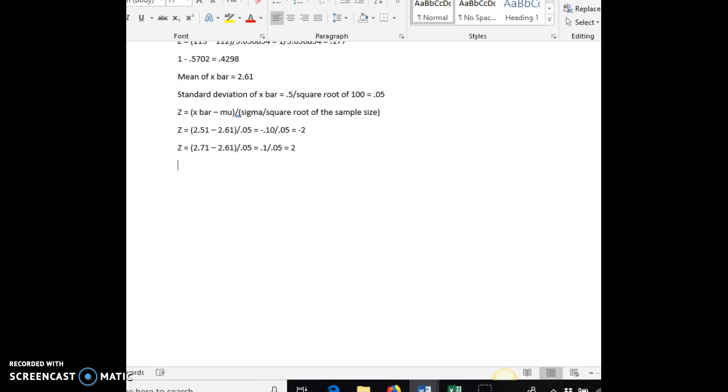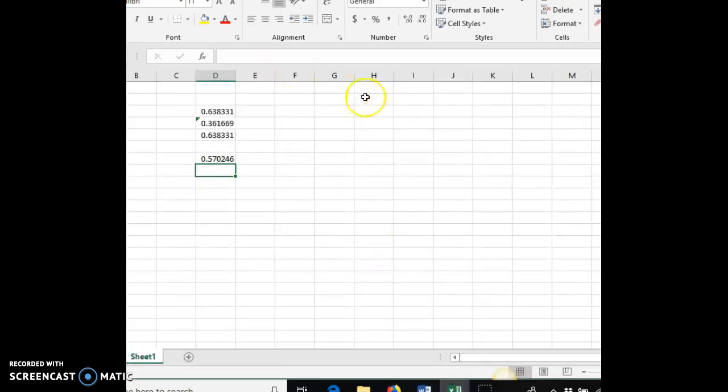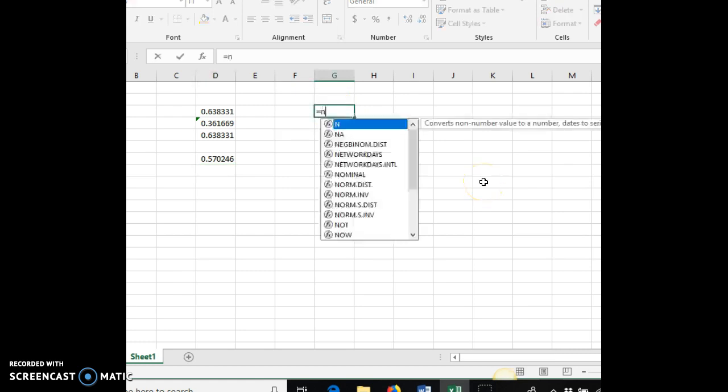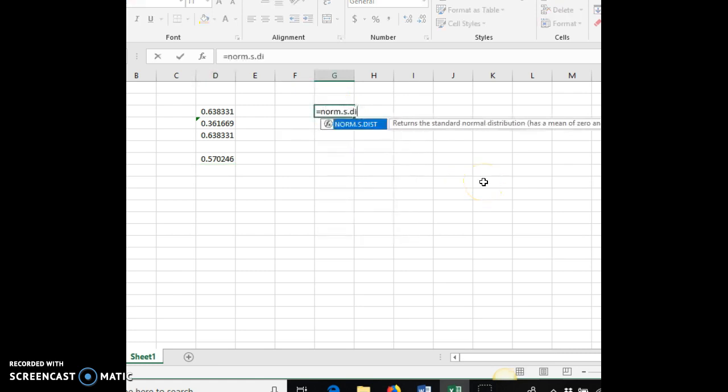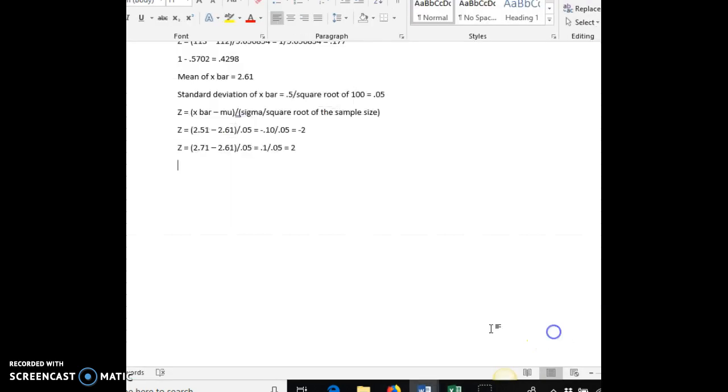So now we need to look up our two z-values using Excel, and then remember, since we're looking for the probability of it being between these two values, we're going to subtract those two probabilities. I'm going to put the 2 in first because it will be the bigger probability. Equal norm.s.dist. Let's put 2 in and true, and that gives me 0.9773.